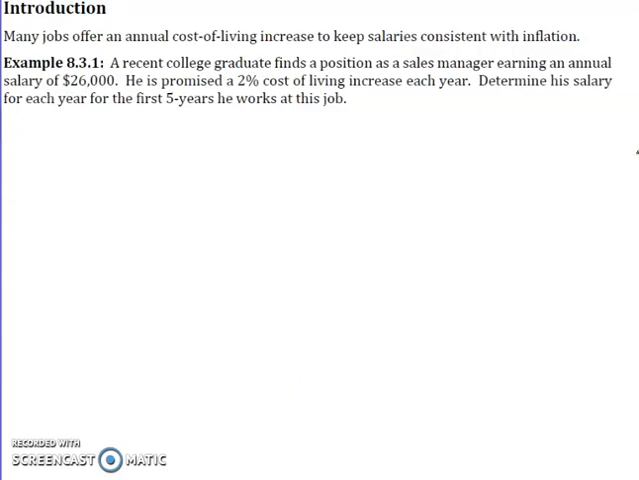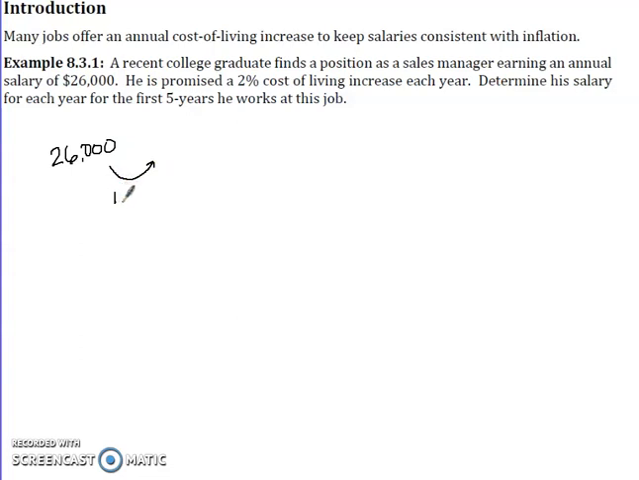So here's a quick little introduction that we'll walk through. Example 8.3.1, a recent college grad finds a position as a sales manager earning an annual salary of $26,000. He's promised a 2% cost of living increase each year. Determine his salary for each year of the first 5 years he works at his job. So the first year he is earning $26,000. Then the next year he gets a 2% increase, which means we're going to be multiplying by 1.02 or 102%. We have 100% of what we earned before plus an additional 2%.